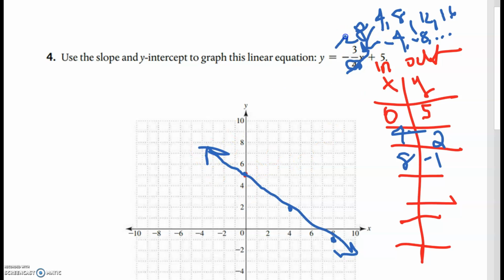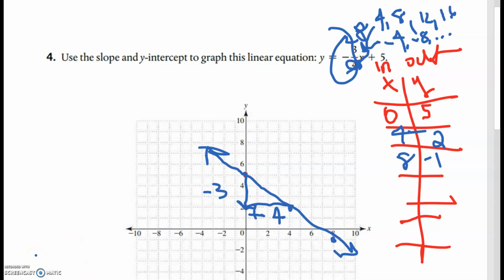Does it start at 5? Yes. Is the slope 3 over negative 4? So I could go down 3, which is my negative 3, and go to the right 4. So you can use a combo to check to see if you're doing it right. All right, let's go ahead.